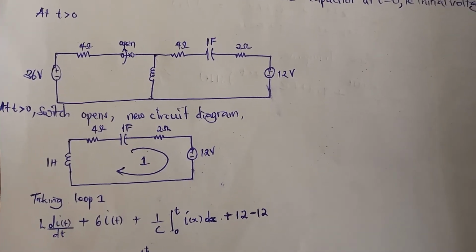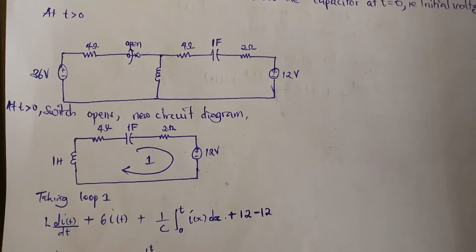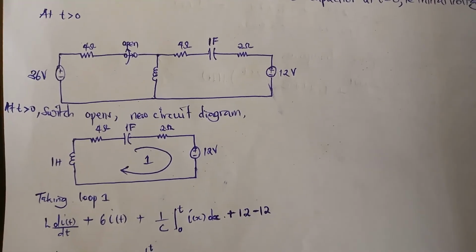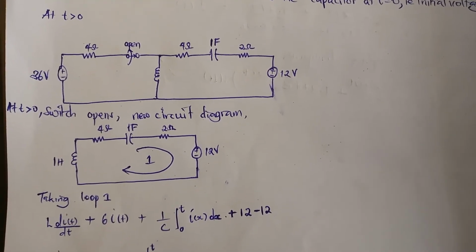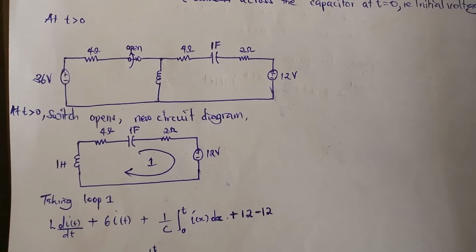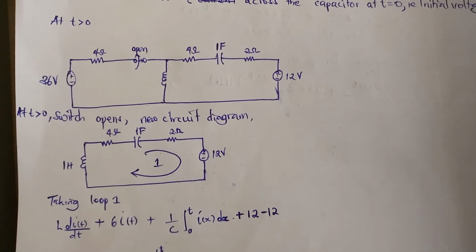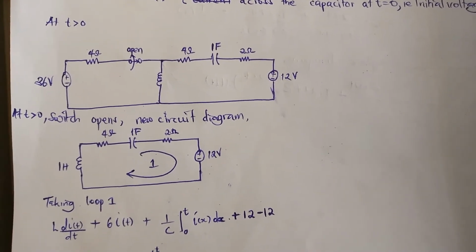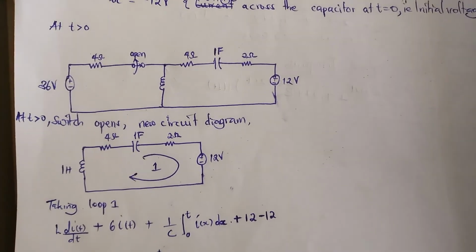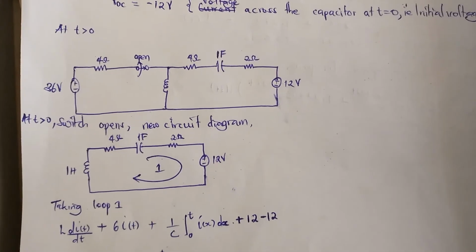At time t greater than 0, the switch opens. When the switch opens, the loop of the 36 volt supply is now outside our circuit. So the only circuit diagram we have is the closed loop 1.